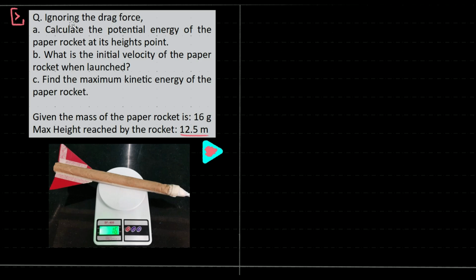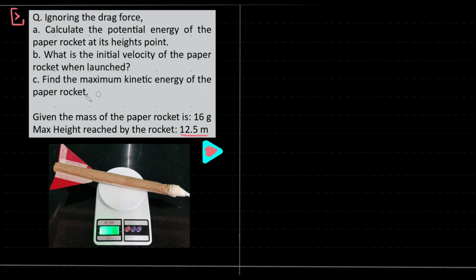Let's read the question now. Ignoring the drag force, we are not considering a complicated version, we're just taking a very simple version. So we're ignoring the air atmosphere. Calculate the potential energy of the paper rocket at the highest point. So when it reaches the highest point, it will have a potential energy, is it not? What is the initial velocity of the paper rocket when launched? So it will have a particular velocity. We'll be able to figure that out.